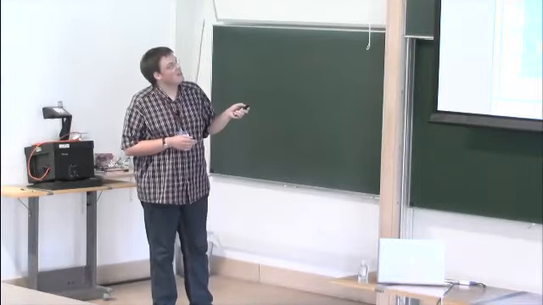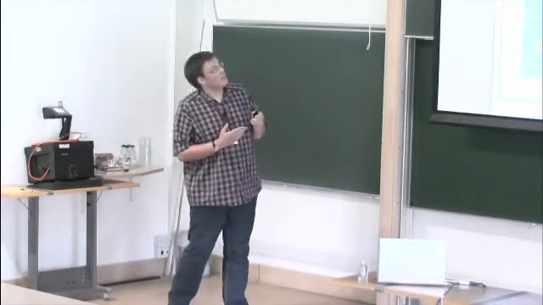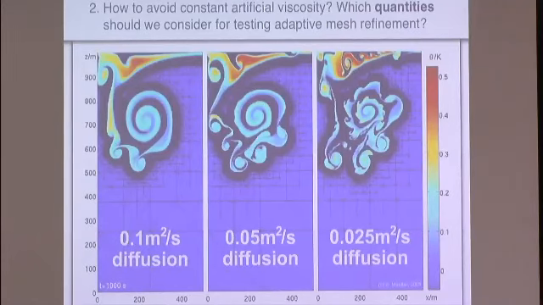This leads me to another question. Which quantities should we consider for testing adaptive mesh refinement? These results will probably still, or should still, converge when considering total energy, for example. But I'm not completely convinced whether total quantities are really those quantities that contain the information that we want to test for adaptive simulations. I don't know. I would like to know.